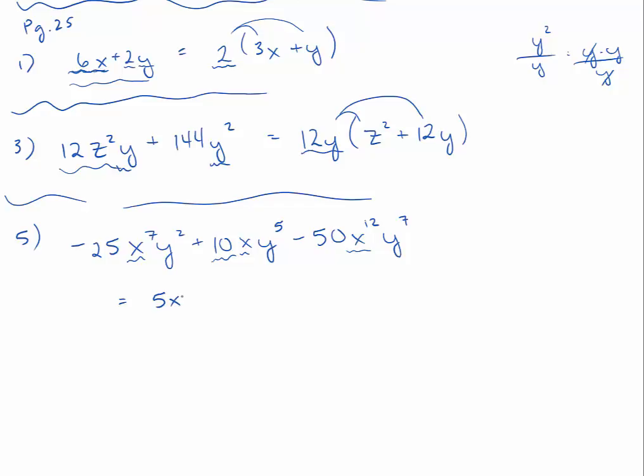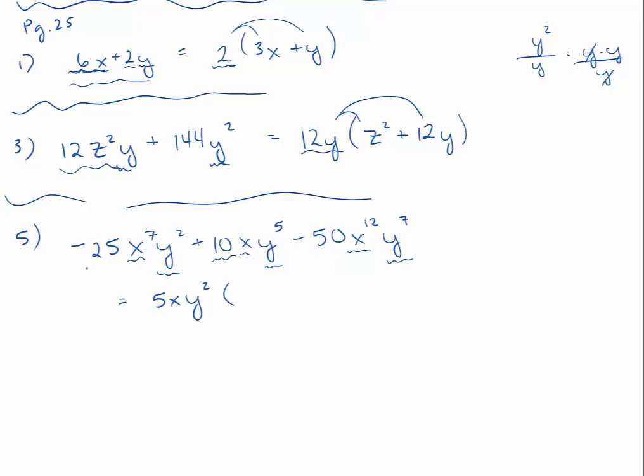And as far as y's go, I have a y to the 7th here. Y to the 5th there. I have a y to the 7th here. But here I only have y squared, right? So the biggest one I can pull out is whatever the exponent is, the smallest. So what I'm going to pull out is a y squared. So the term that I'm factoring out is 5xy squared, and then I put parentheses. And then I ask myself, well, what's left?